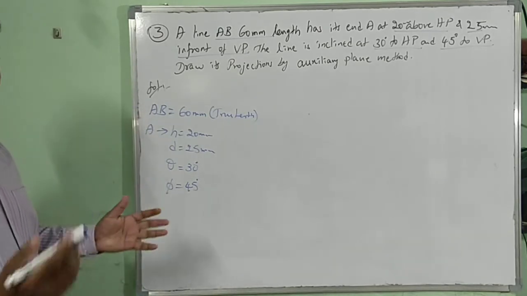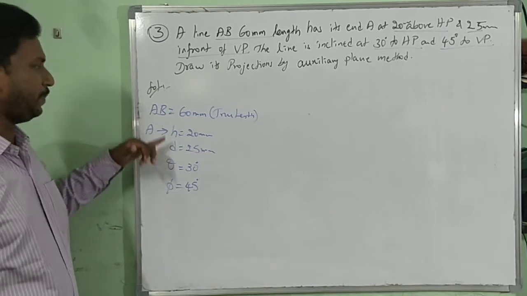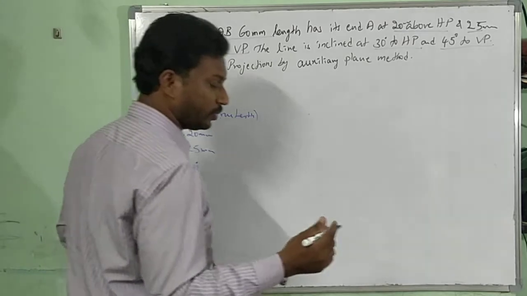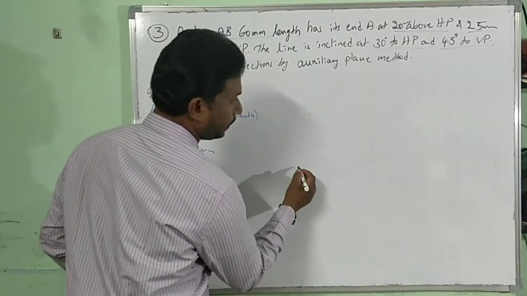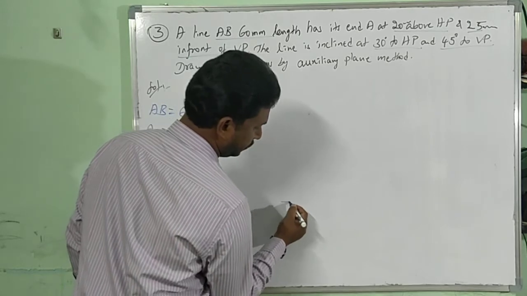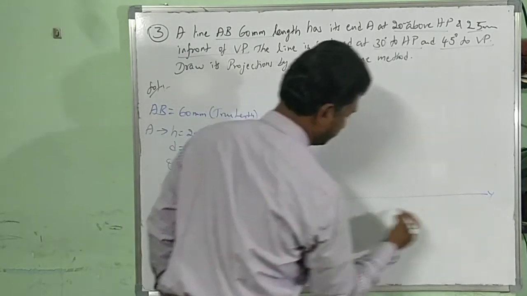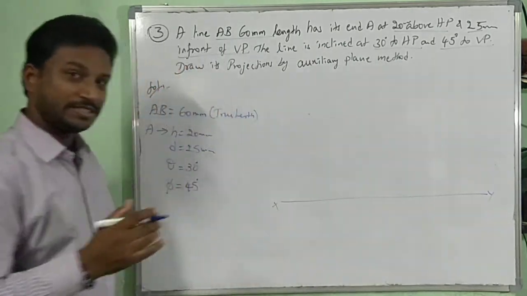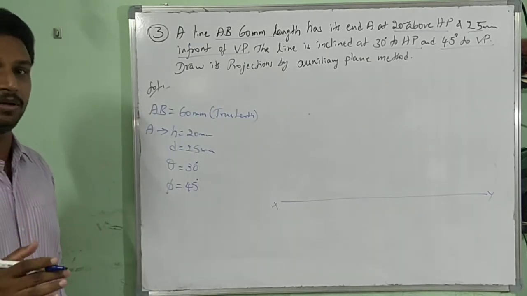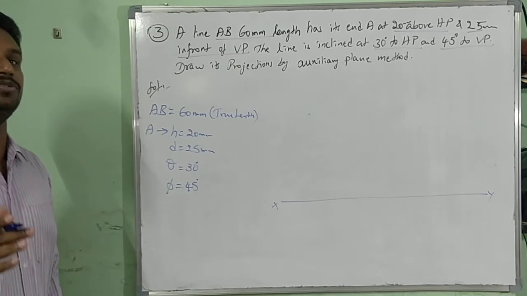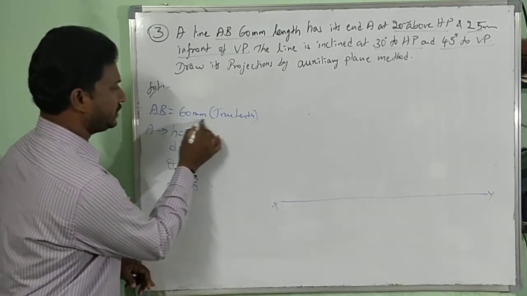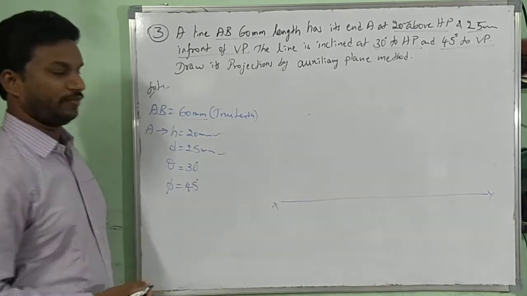You know how to draw by the regular methods. But now, with the auxiliary method, how do you have to proceed? As usual I am drawing the XY line somewhere at the bottom. What is the first step we have to assume in the auxiliary plane method? We have to assume the line is parallel to both the planes.